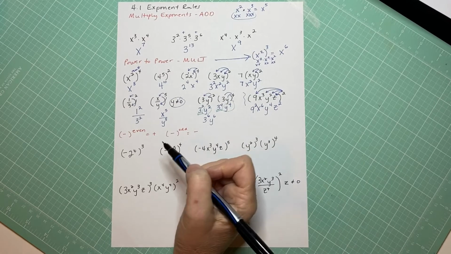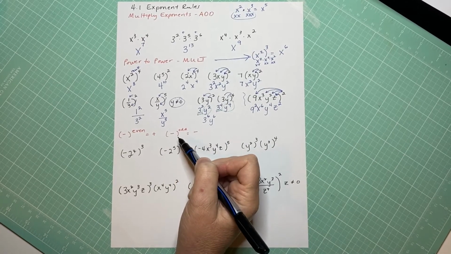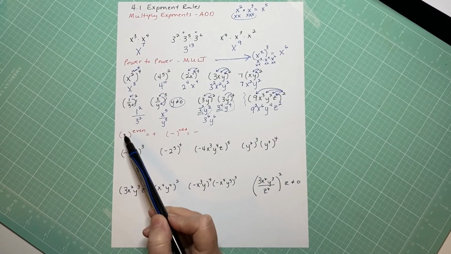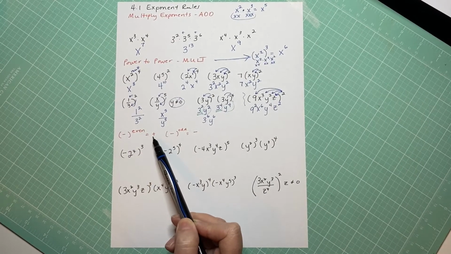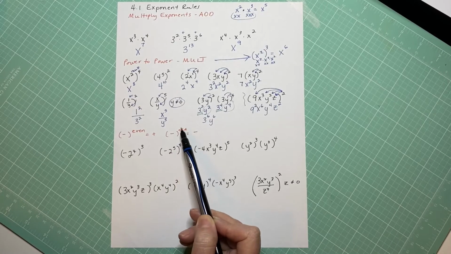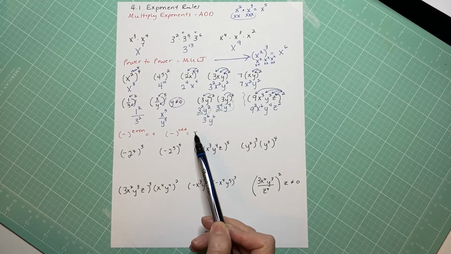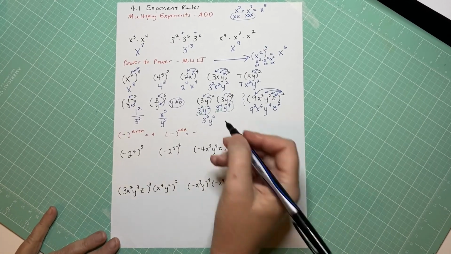Now the last rule is a negative rule, and the rule is that a negative to an even power is always positive, and a negative to an odd power is always negative. So let me explain to you what I mean by that.